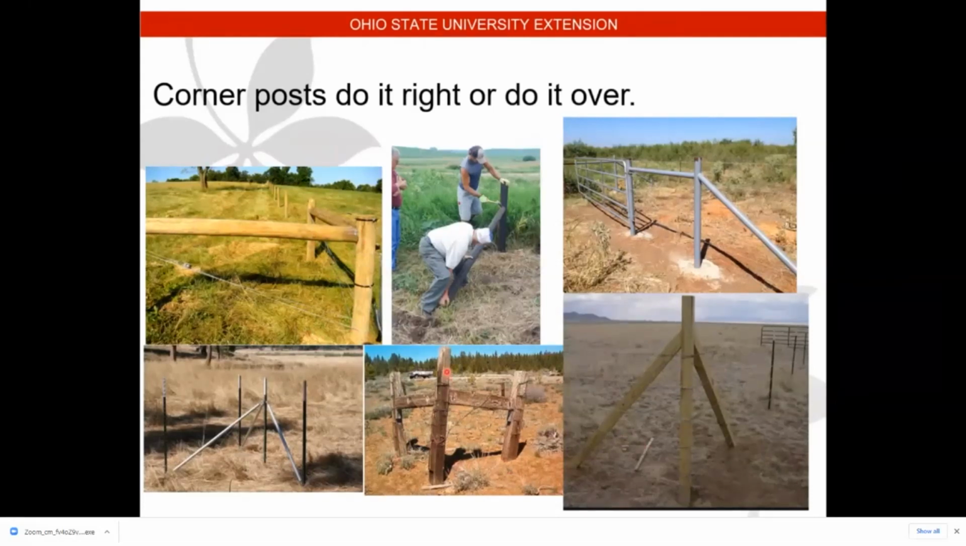If you don't have those long enough, this is what you're going to wind up with. It's going to pull that corner right out of there. Okay. There are other different ways of doing it. I'm not saying it's right or wrong or indifferent. It's just what you've got to work with. And this is probably out west where they're dealing with a lot of rock.